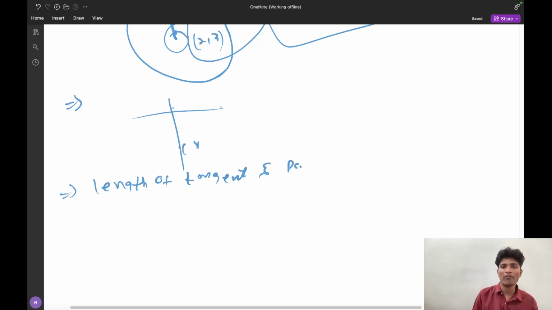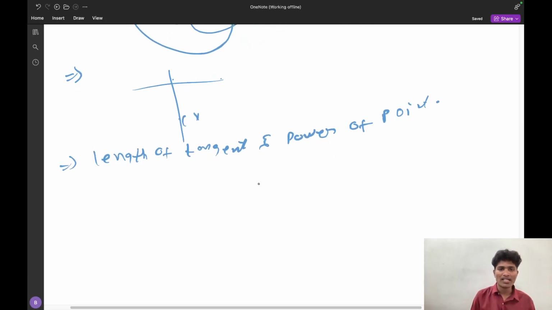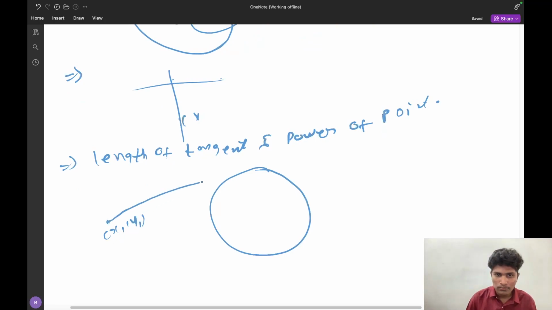And what is power of point? These are just results you have to think. What is the length of tangent and what is the power of point? What is the length of tangent? Suppose this is a circle and the point given is x1 comma y1. Suppose x1 comma y1 is a point and I have to calculate this length.